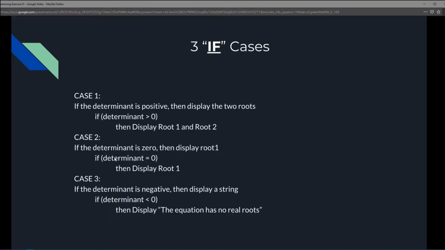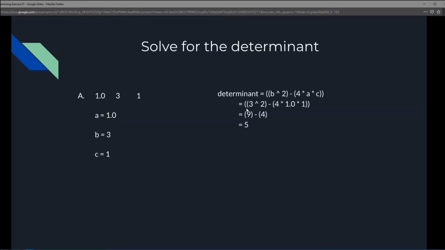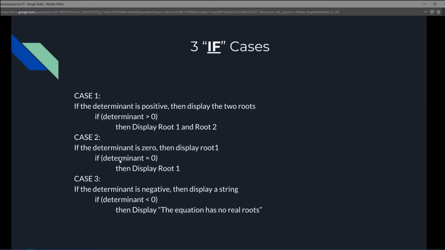Is it true that determinant is equal to 0? Does 5 equal 0, right? In the previous case, we got determinant is 5. No, 5 does not equal 0. Therefore, this if statement will not show, and it will continue on to the next. But what if it shows for this, right? If determinant is greater than 0, is 5 greater than 0? Yes, that is true. If it is true, then it will display this.